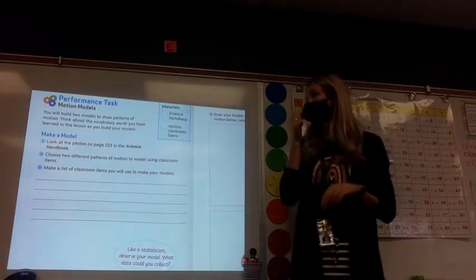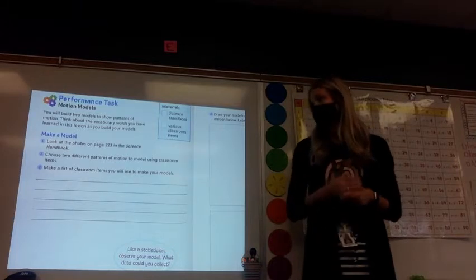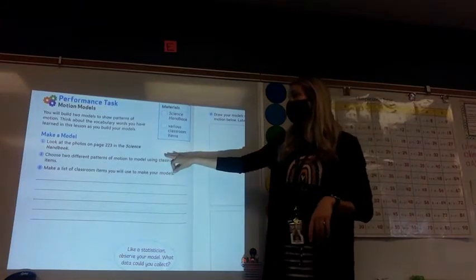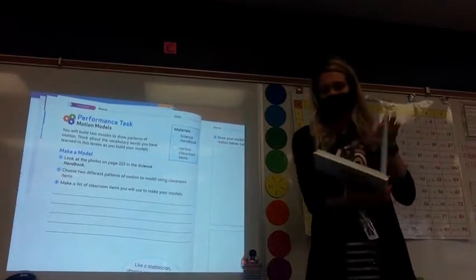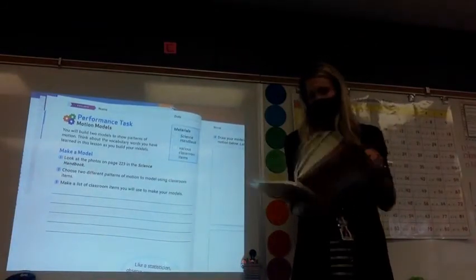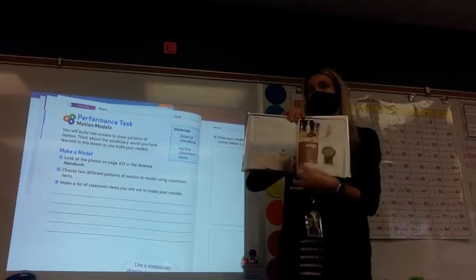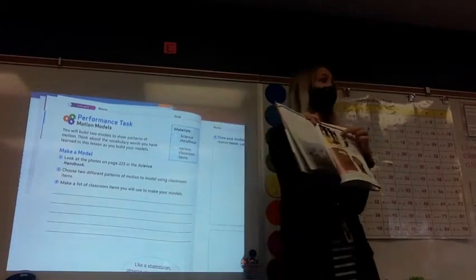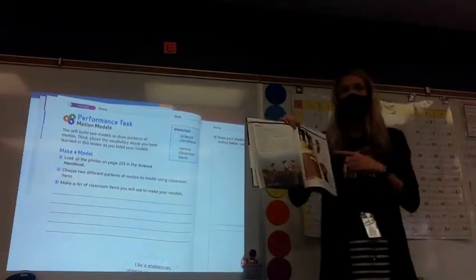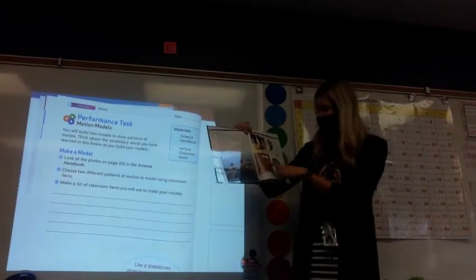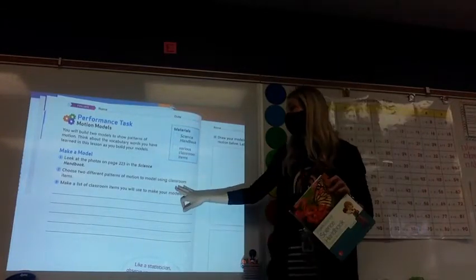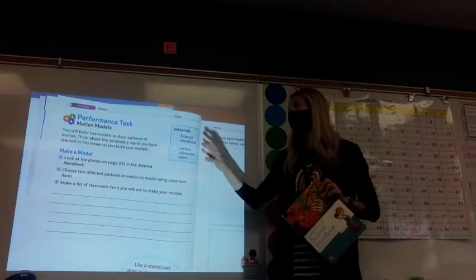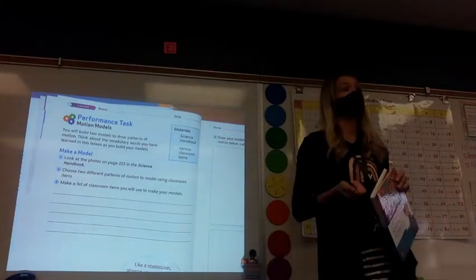You're going to think about vocabulary words you've learned in this lesson to build your models. It says look at the photos on page 223 of your science handbook. I will pull those up. Those are those models of motion we went over yesterday. I'll leave these up as you go through, but these are the models of motion where we talked about straight line, round and round motion, zigzag, and back and forth motion. You're going to choose one of those patterns and build a model that shows that motion.